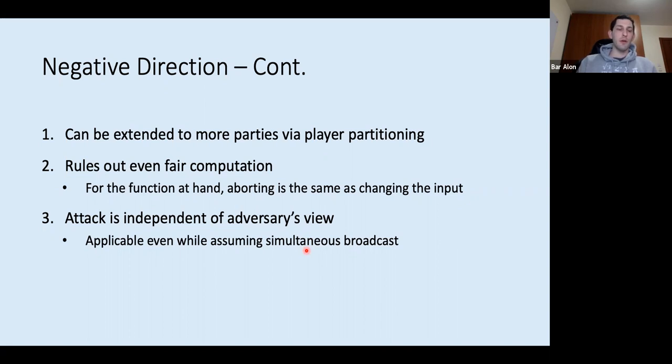So if you remember, I said that one party sends a message, and the second party sends a message, and the third party sends a message. In simultaneous broadcast, everyone sends a message together and receives the messages together. But because the attack is independent of the adversary's view, it doesn't care about it. It doesn't need to rush anything. It doesn't need to wait for information to be sent to him in order to perform the attack.